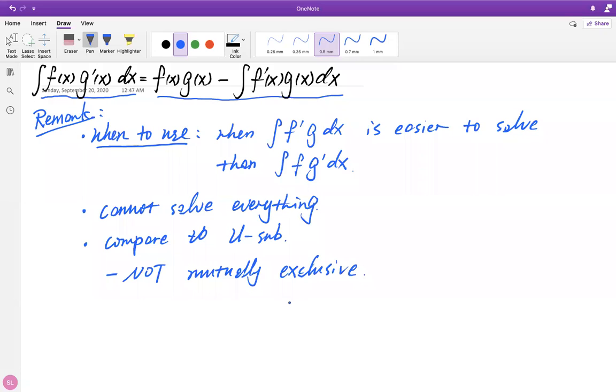For example, you will use u sub to first simplify the original expression, and then you will get an answer by using integration by parts. These are all I want to say in this introductory video. I'm going to let you read the textbook, and we're going to do 2 examples in the next video.